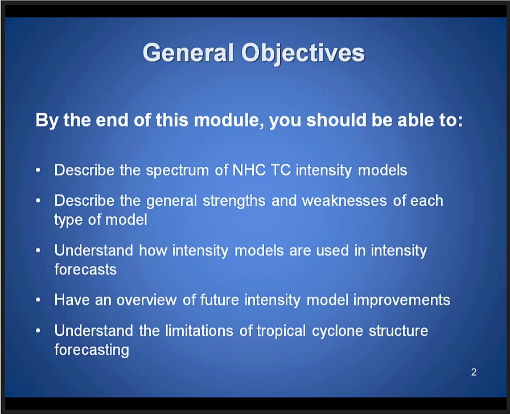So the objectives for this module: first, know the different flavors or spectra of models that are available for forecasting intensity. Second, what are some of the strengths and weaknesses of each of these types? Then, how we use these for intensity forecasting, given the constraints we have at the Hurricane Center as far as time limitations and understanding what the actual intensity is at initial time. A little bit of overview about some of the improvements being made on the different models, and then very briefly talk about structure, that is the wind radii forecasting from tropical storm force radius to hurricane force.